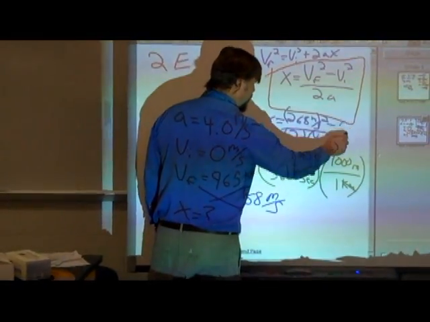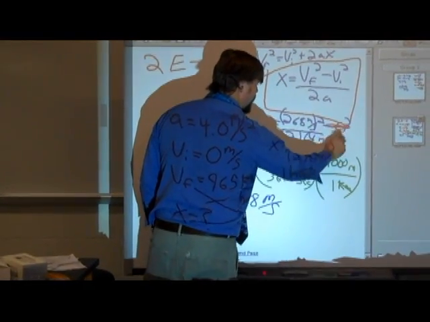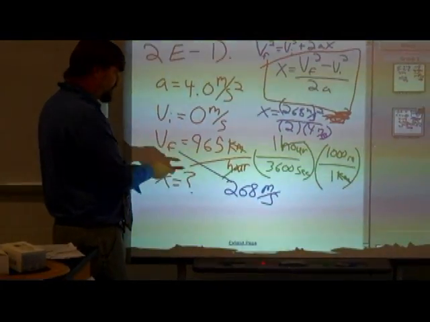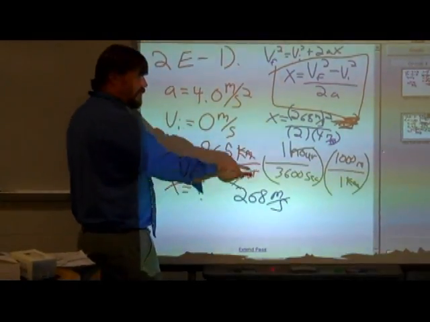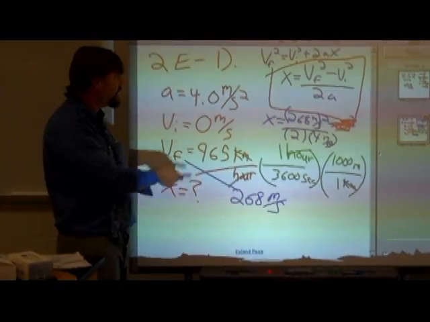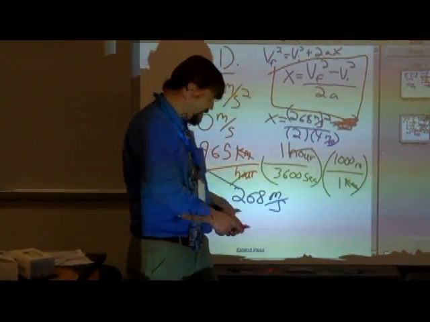minus 0 squared, right? You can take this 0 squared right out. And all we have to do to solve this problem, to find our distance, is 268 squared divided by 8. And that gives us our answer. So that's the answer for 2E, number 1.